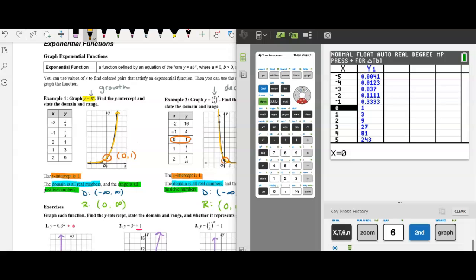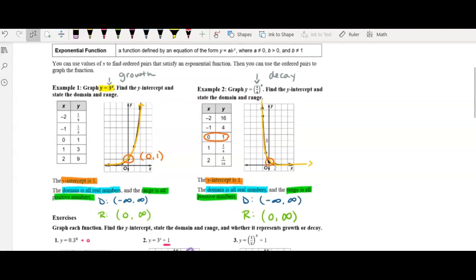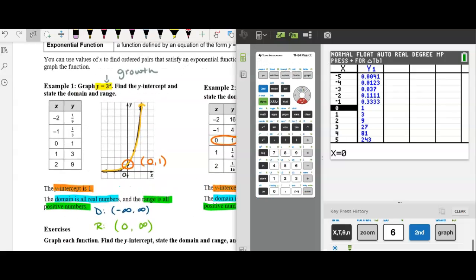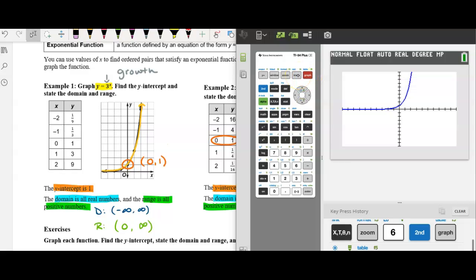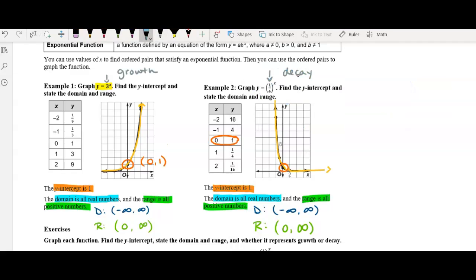If I look at the equation, I can tell that it's growth because 3 is the base of the exponent and 3 is greater than 1. So it's going to make the function grow over time. If we follow the graph from left to right, we can see that the graph is increasing from left to right.